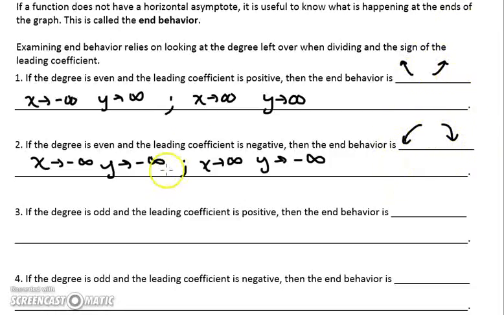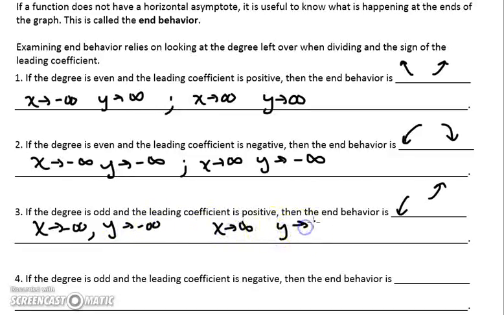So if the degree is odd and the leading coefficient is positive, our end behavior is going to look like that. So x goes to negative infinity, y goes to negative infinity, and then as x goes to positive infinity, y goes to positive infinity. You can think of just a line, right? A line with a positive leading coefficient is going to look like this, and a line's degree is odd, right? X to the first, 1 is odd.